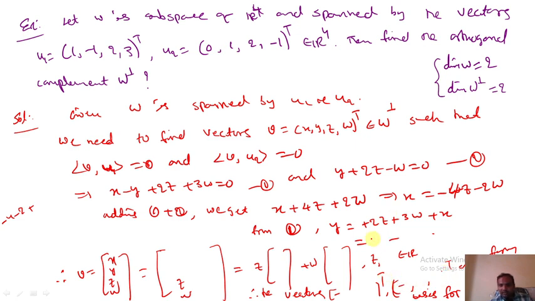Okay, now that is correct. y is equal to 2z plus w plus x. Now add x: 2z minus 4z is minus 2z, w minus 2w, w plus x. Sorry, we are adding x only.